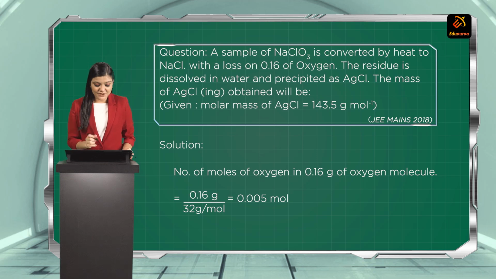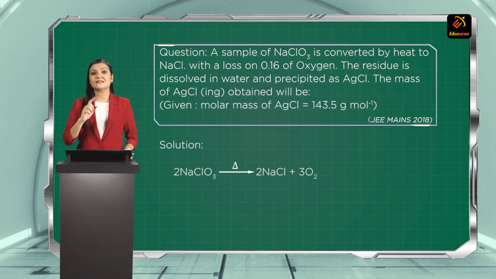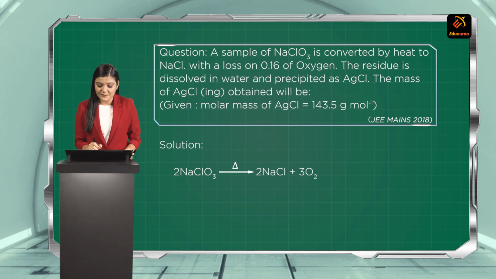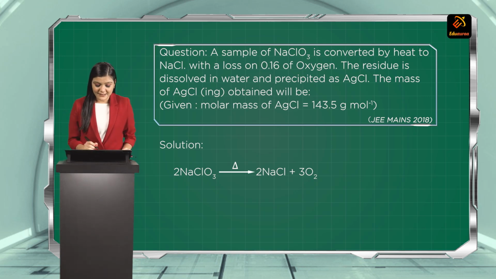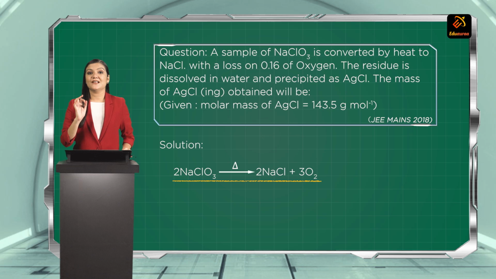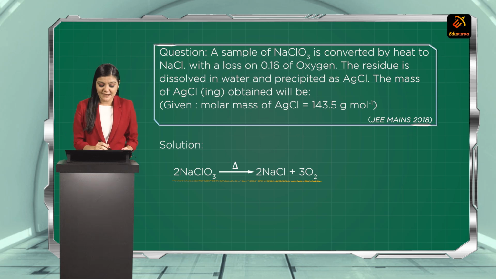Now we know the reaction that NaClO3 is converting into NaCl. On heating, it will produce NaCl and it will release oxygen gas. If I balance the given reaction, then 2 moles of NaClO3 will form 2 moles of NaCl and 3 moles of oxygen gas. Over here, the stoichiometric ratio is 2:2:3.